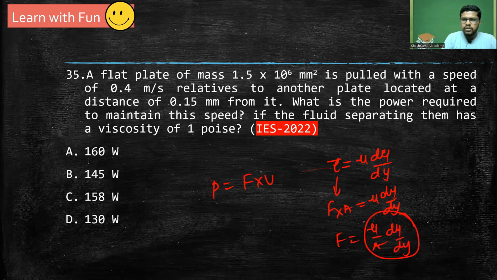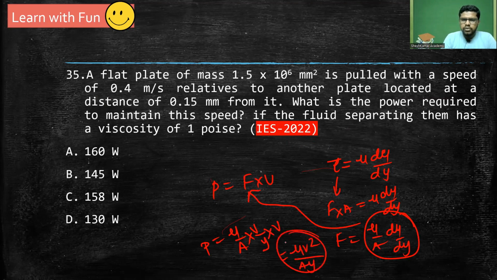If you put this value in the equation, you will get P is equal to mu into A into the velocity gradient, and you can write this velocity gradient as V by Y directly, into V. So it is mu A V square by Y. If you put the values, all the values are given: velocity, viscosity, Y, and area. It comes out to be 160 watt.